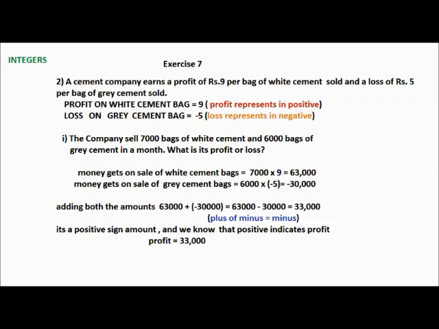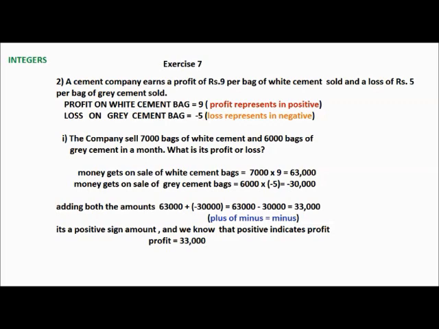Now the question is, the company sells 7,000 bags of white cement and 6,000 bags of grey cement in a month. What is its profit or loss? So money he gets on 7,000 white cement bags, at 9 per bag, is equal to 63,000 rupees. Now on the sale of 6,000 grey cement bags, it is minus 5 per bag, so that is minus 30,000. So he lost 30,000 on grey cement bags.